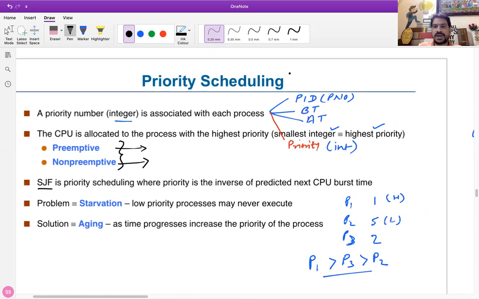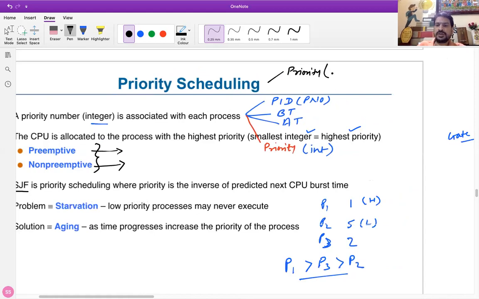What matters is the priority queue. The criterion for the priority queue is priority. What is the tiebreaker here? The tiebreaker would be arrival time. If two processes have the same priority, we'll choose the process which came first. Generally, priority scheduling is a preemptive scheduling. We can also make it non-preemptive, but generally it is preemptive scheduling.